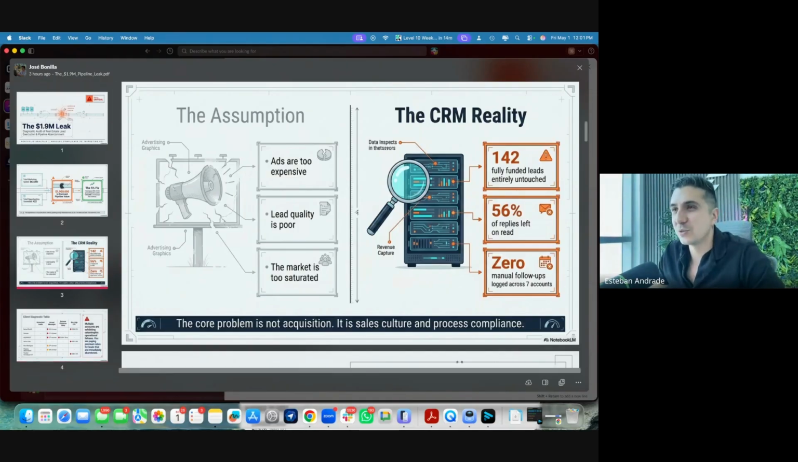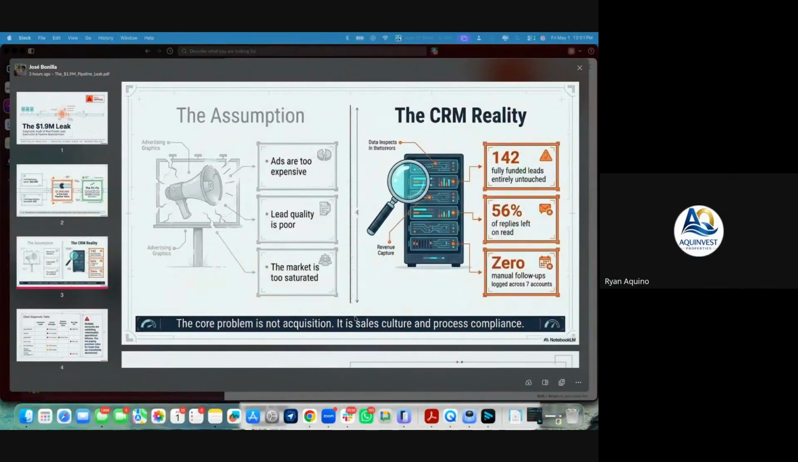Is Ryan here? Ryan Aquino, are you here, brother? Is it okay if we show your data here, or I'll just cover it? Yeah, just don't laugh at me. That's totally fine.